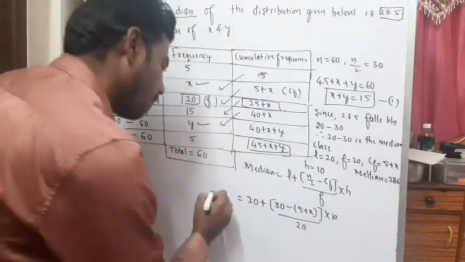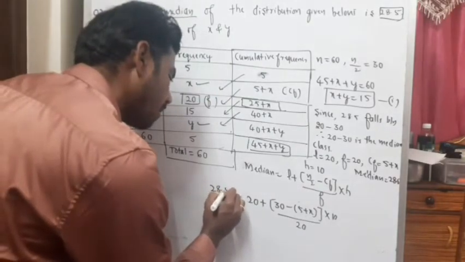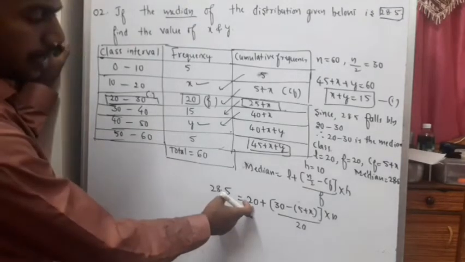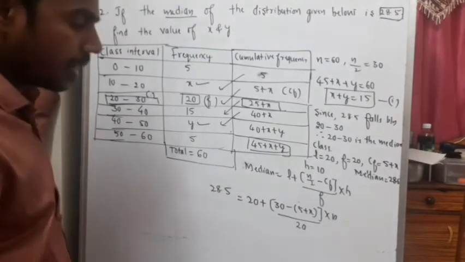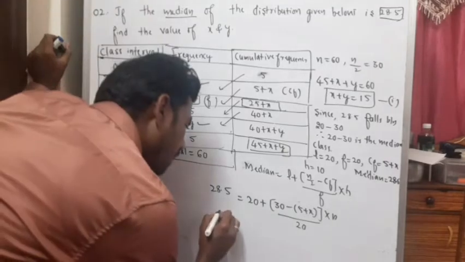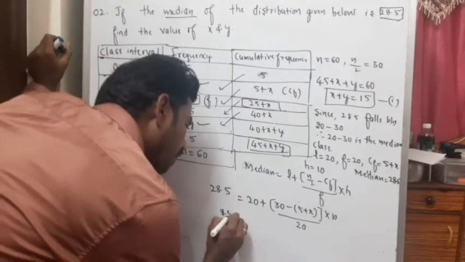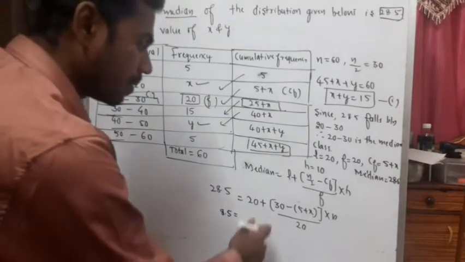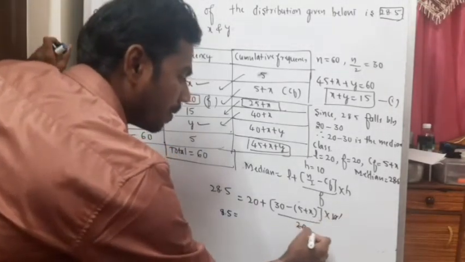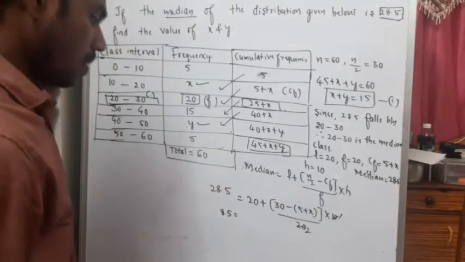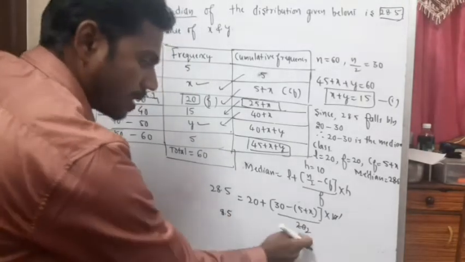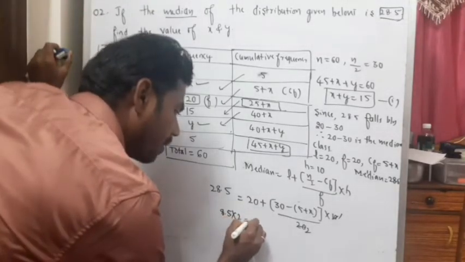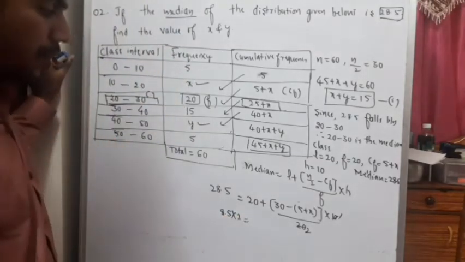Okay. Now we'll place the value of median here, 28.5. Now when I transfer this 20 to the left hand side, what will I get? That is 8.5, because 28.5 minus 20 is nothing but 8.5. So 10 ones are 10, twos are 20. If I transfer this 2 to the left hand side, it will go to the numerator. That is 8.5 into 2.